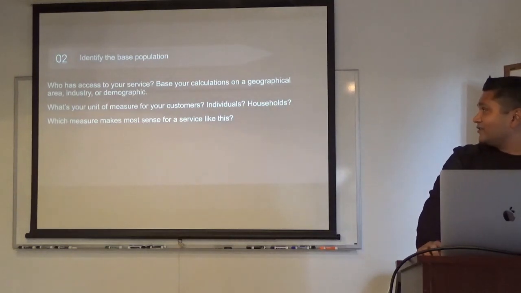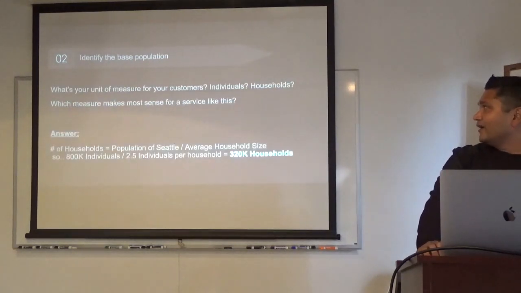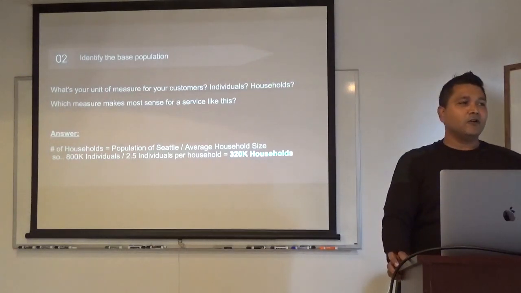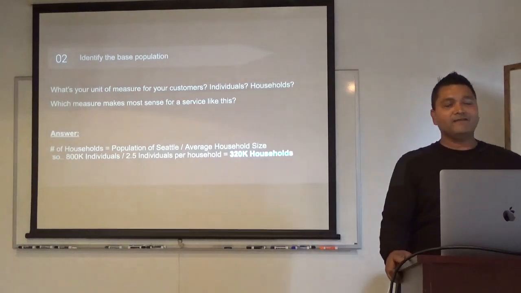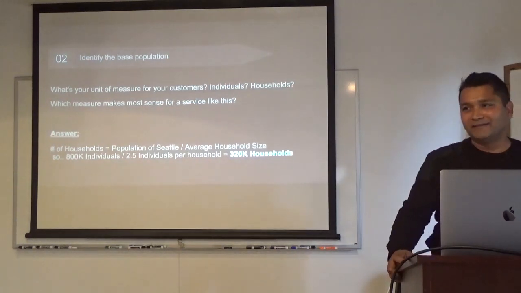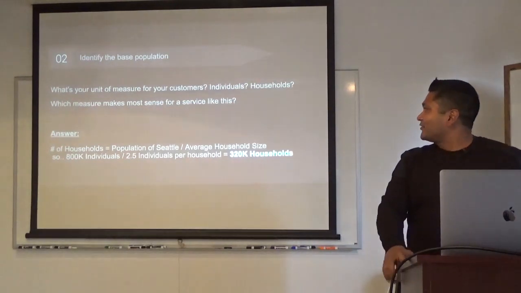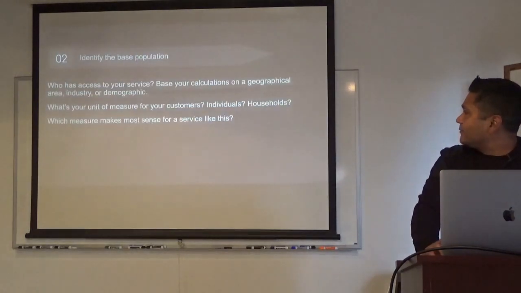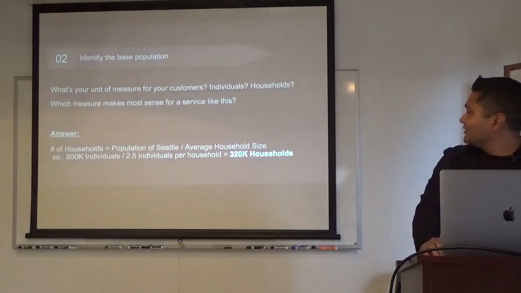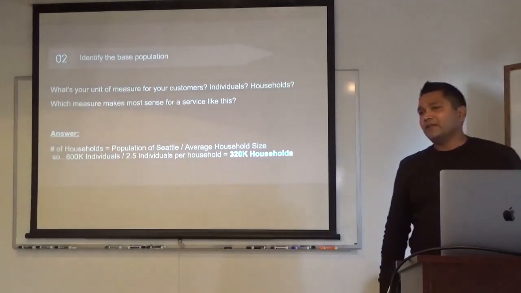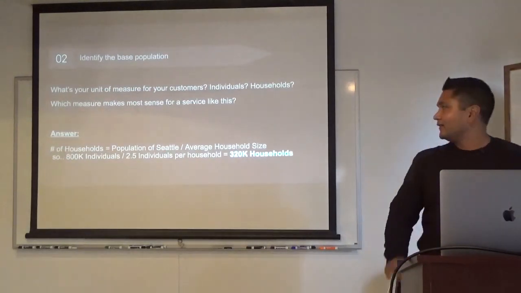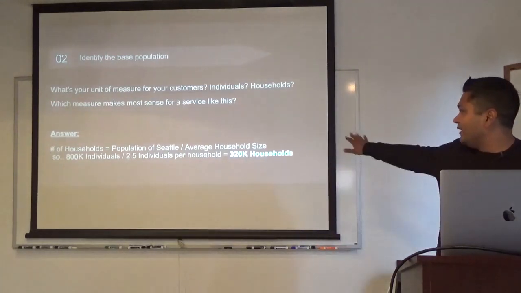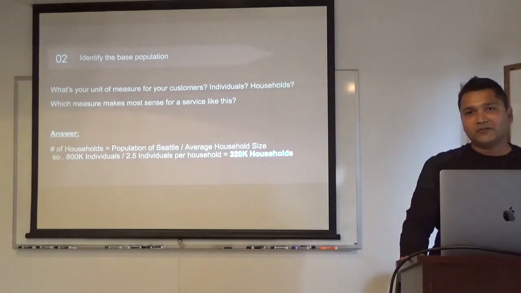So in this case, we are going after households because it's not like every person in the household is going to order food separately. Usually, you will order for the household if something is coming in. So I think I might have skipped over one slide. Okay, now it is base pop. So base population for this, I'd say number of households. We are serving Seattle. I just take 800K people in Seattle, about 2.5 individuals per household. That's my base population: 320,000 households.